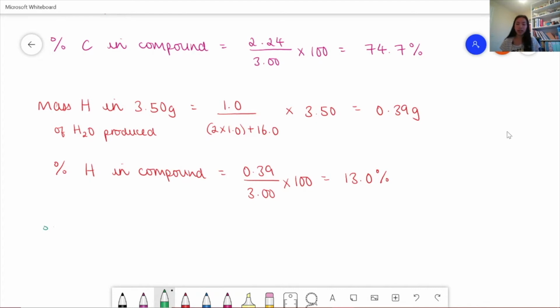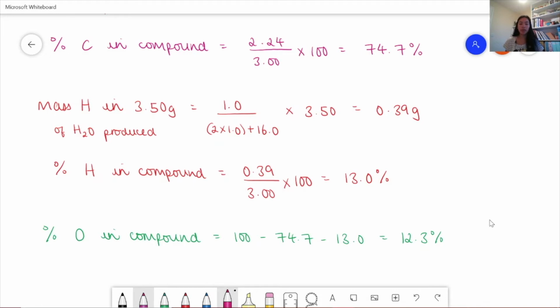So we have that the percentage of oxygen in the compound is equal to 100%, minus the percentage of carbon we have, which is 74.7, and then minus the percentage of hydrogen we have, which is 13.0, which gives 12.3%. So we have that the percentage of carbon in the compound is 74.7, and then we have 13% of hydrogen in the compound, and 12.3% of the compound is oxygen.